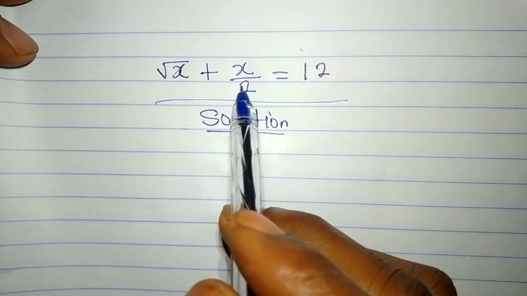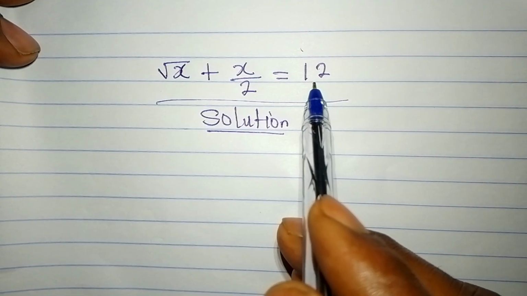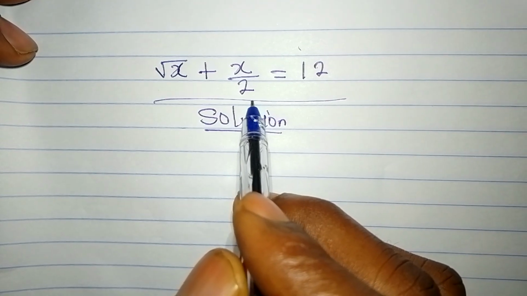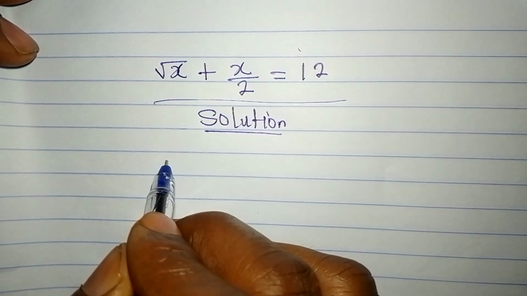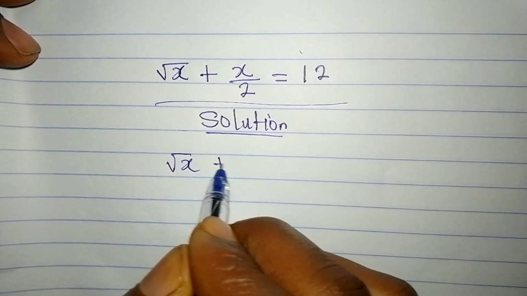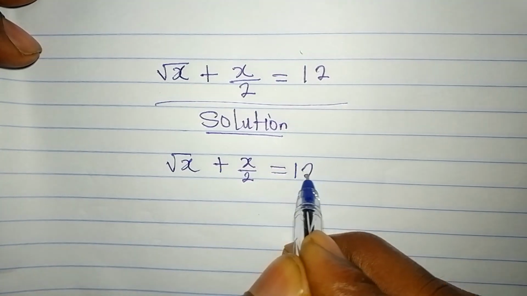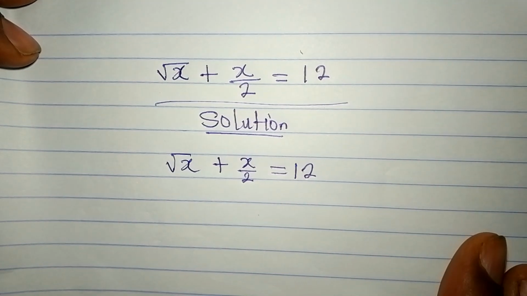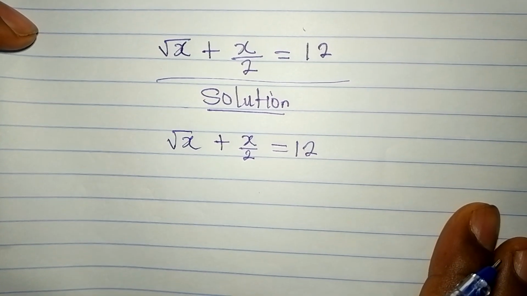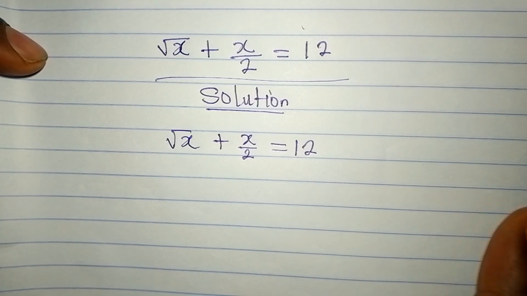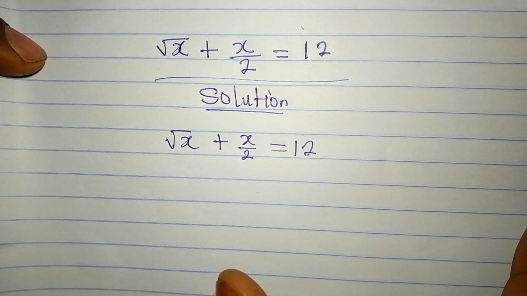Here we have a problem before us and I'm going to take my time to deal with this just for you to understand. So we have square root of x plus x over 2 equals 12. This is a simple problem, but it can be confusing if you do not pay attention. One of the most important steps is the first step. So what are we going to do?